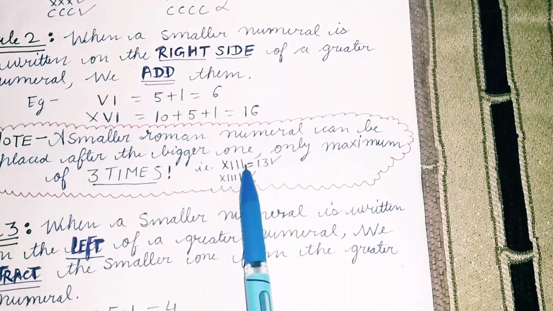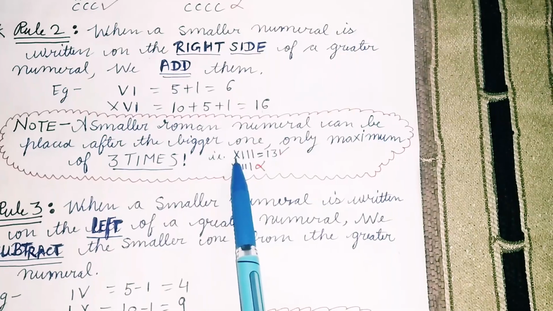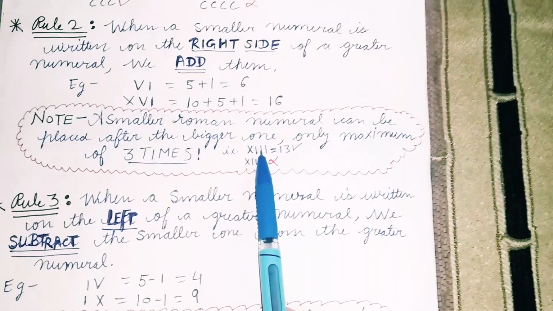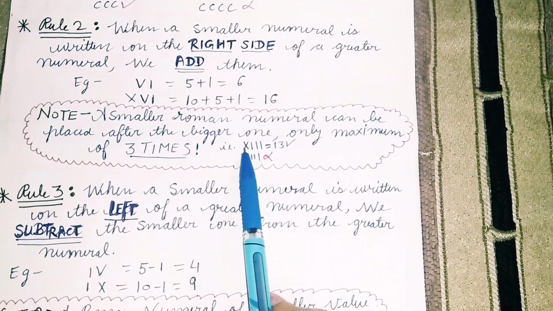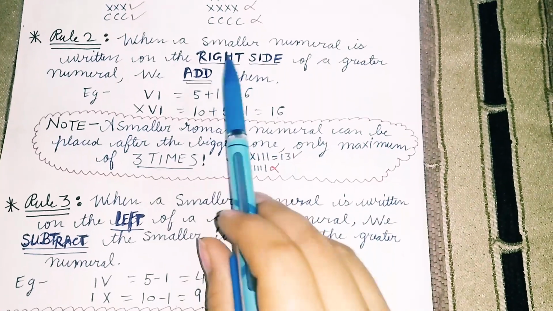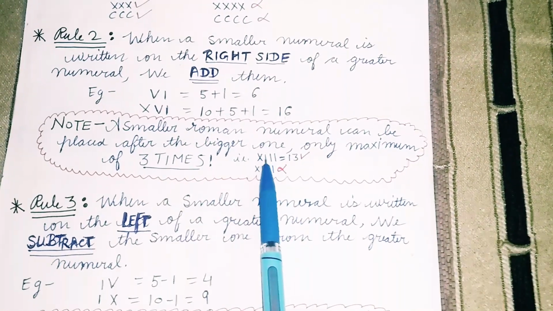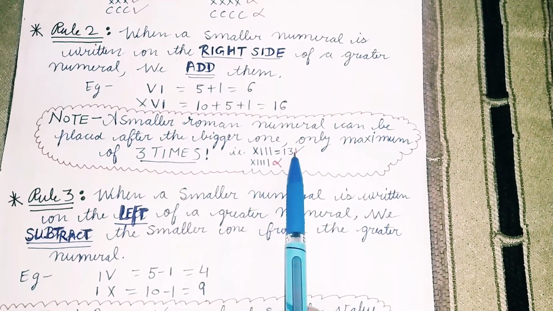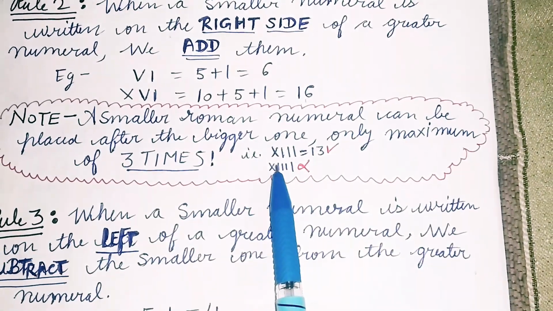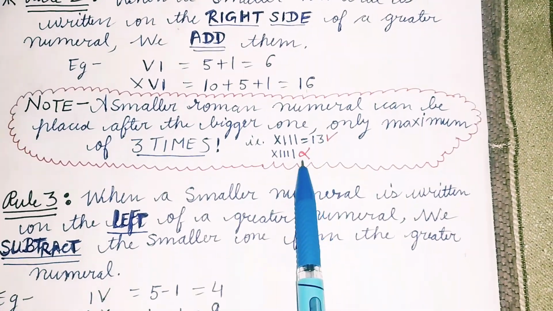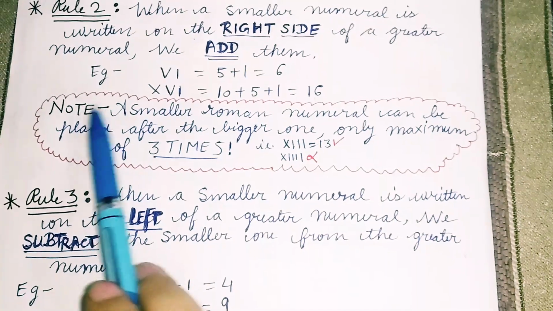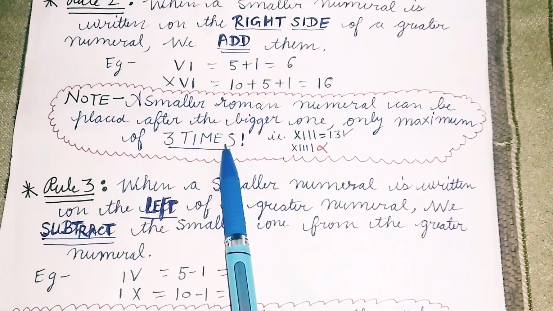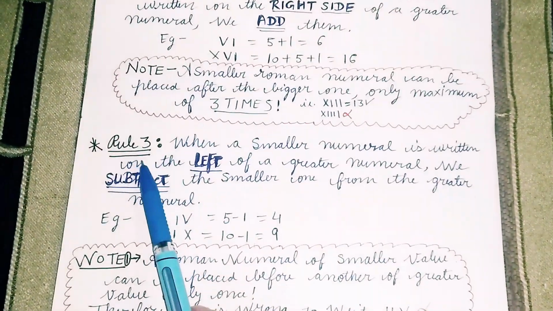XIII. That is, value of X is 10, value of I is 1 in each case. That means again here smaller symbol is placed after the greater symbol. So what you will do? According to this rule, you will add all the values. That is 10 plus 1 plus 1 plus 1, that is 13. But if you will write XIIII, that is completely wrong, because according to this note, you cannot use a particular smaller symbol more than 3 times. Understood?